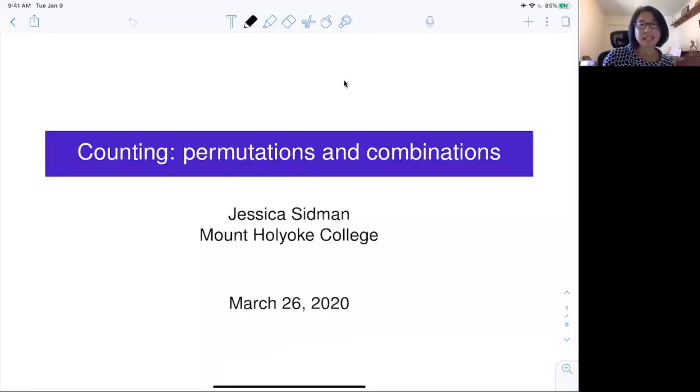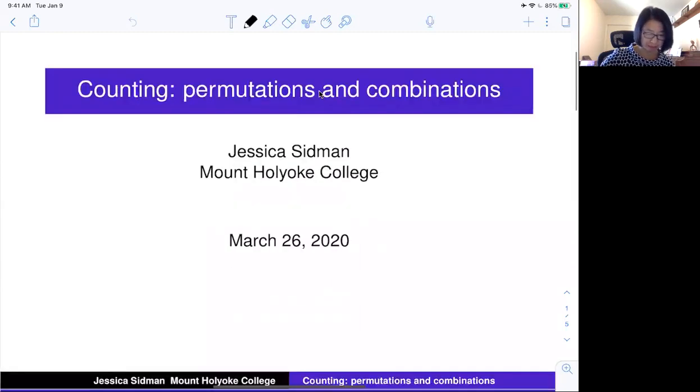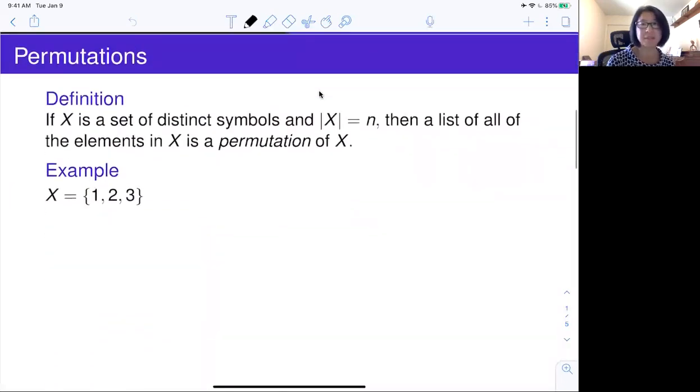Hi. In this video, we're going to continue learning about counting, and in particular, we will learn some formulas for counting permutations and combinations. So let me start by telling you what a permutation is. If X is a set of distinct symbols with cardinality n, then a list of all of the elements in X is what we call a permutation of the set X.